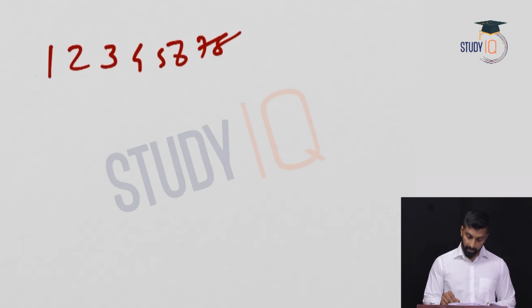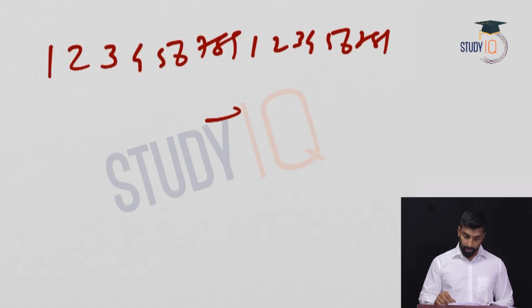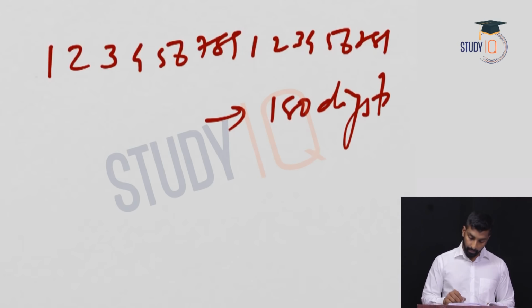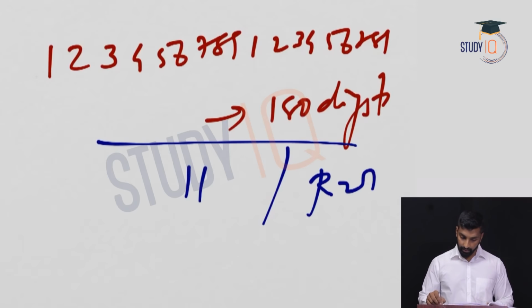So what is the answer for this question? It is 1, 2, 3, 4, 5, 6, 7, 8, 9, then 1, 2, 3, 4, 5, 6, 7, 8, 9, right? How many digits are there? 180 digits are there, right? Divide by 11. What is the remainder? What is the answer here?